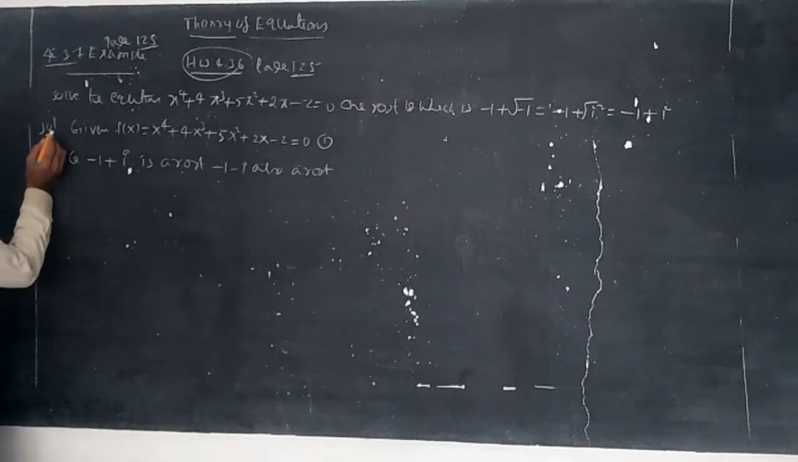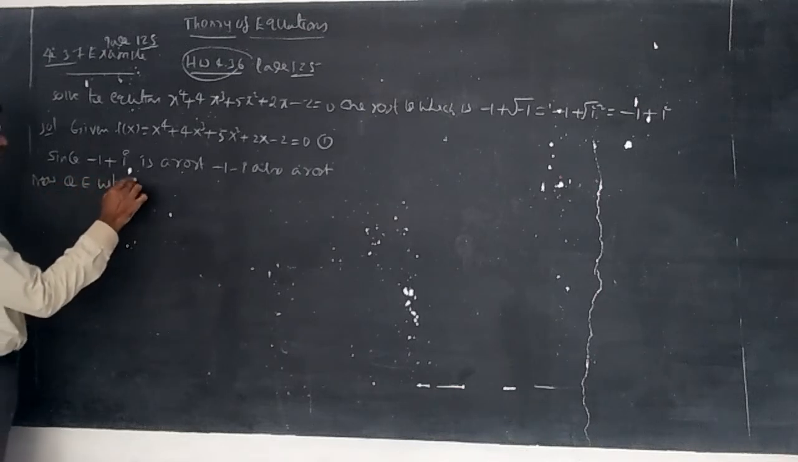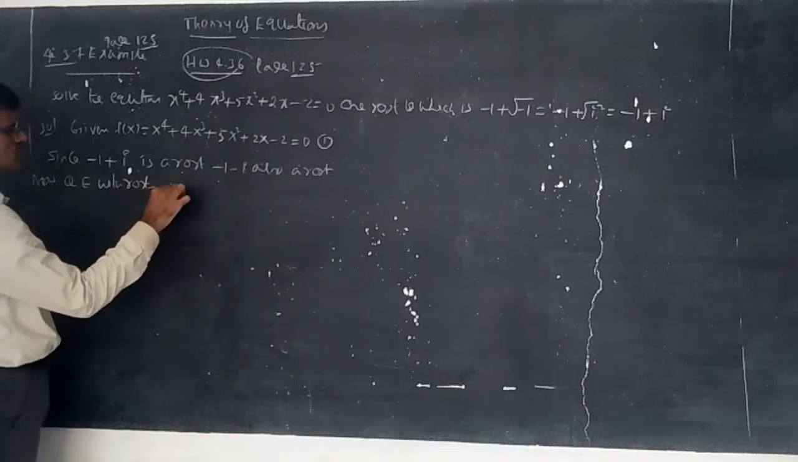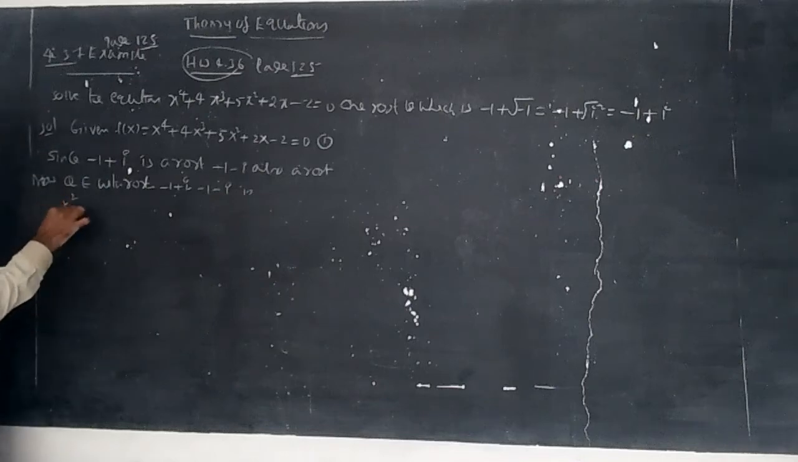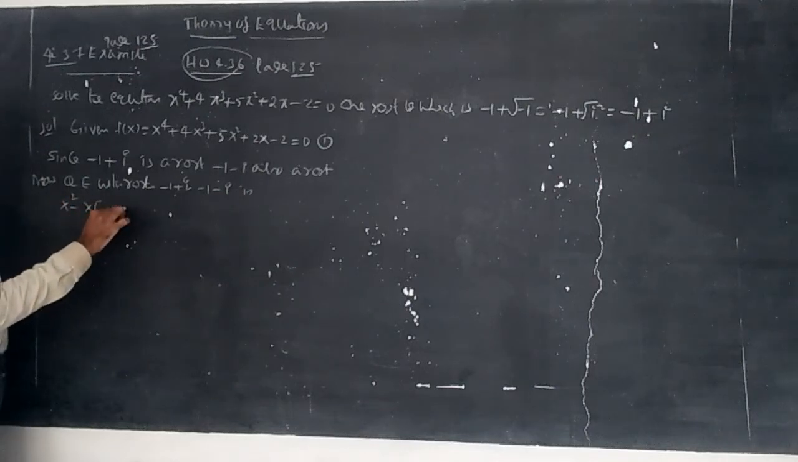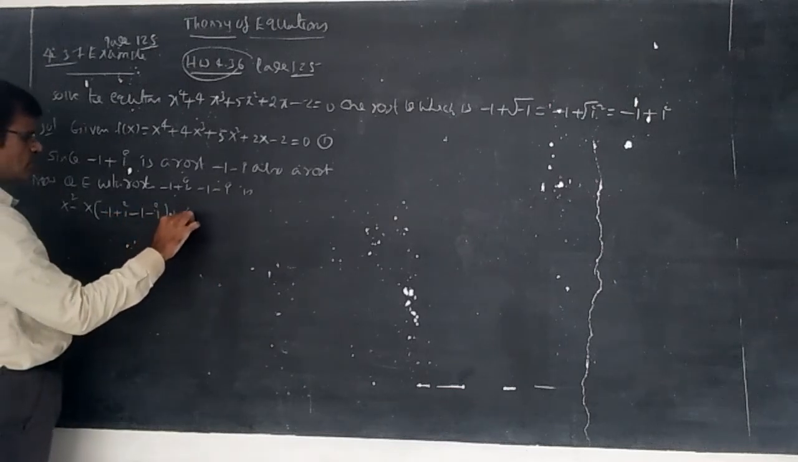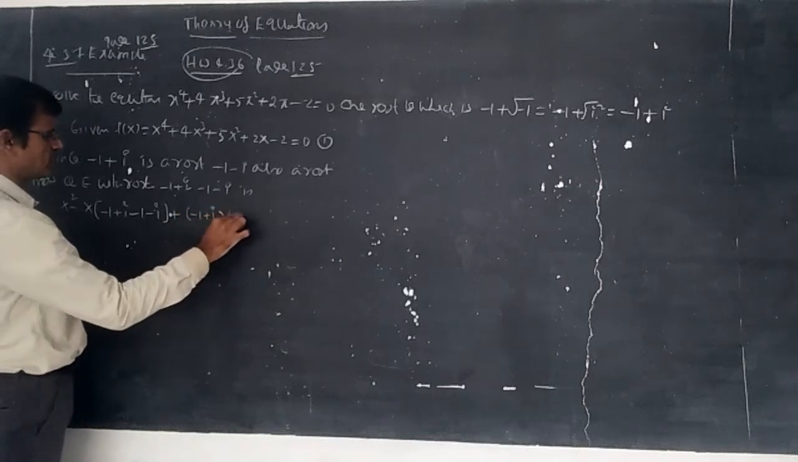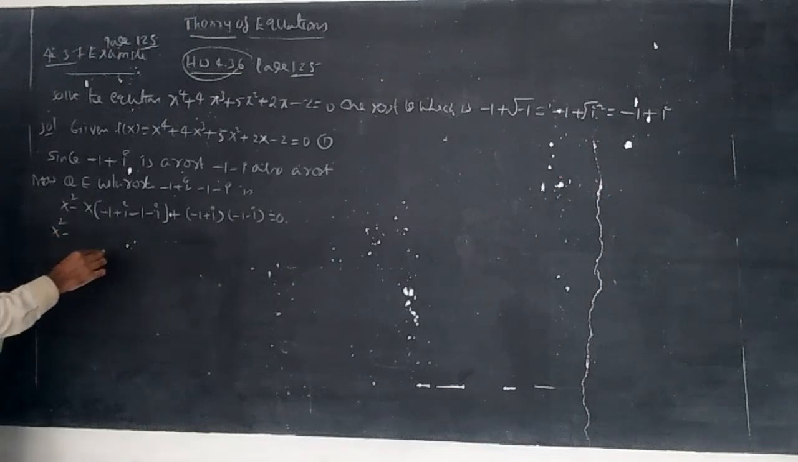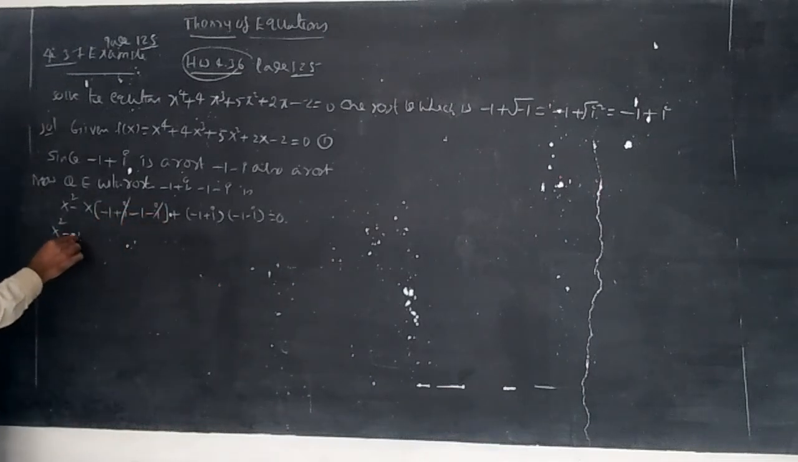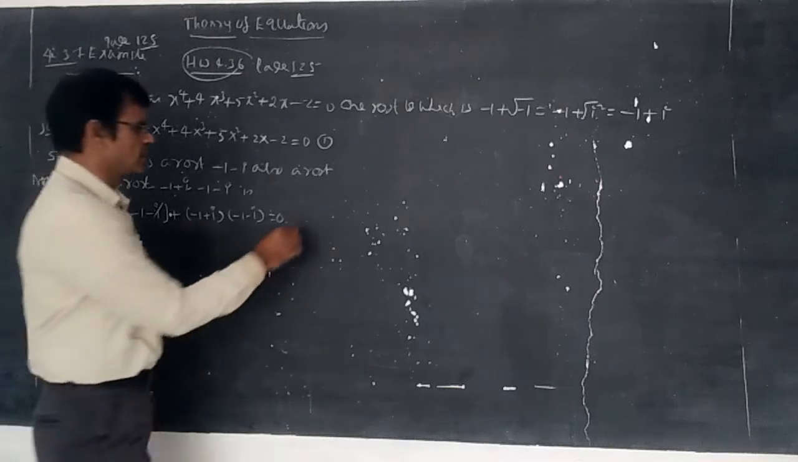Now, you should prepare the quadratic equation with roots minus 1 plus I, minus 1 minus I. The formula: x square minus x into sum of roots plus product of roots. Minus 1 plus I plus minus 1 minus I, plus minus 1 plus I into minus 1 minus I is equal to 0. Now x square minus x, the I and minus I cancel. X square plus 2x, plus a plus ib into a minus ib.